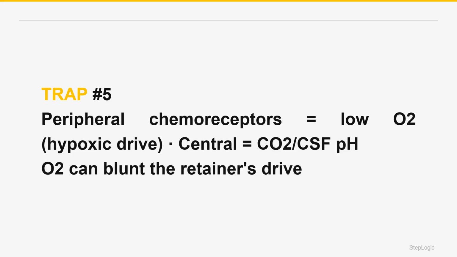Trap 5. Peripheral chemoreceptors in the carotid and aortic bodies sense low oxygen, the hypoxic drive. Central chemoreceptors in the medulla sense CO2 through CSF pH and are the main driver. That's why too much oxygen can blunt a chronic retainer's drive to breathe.